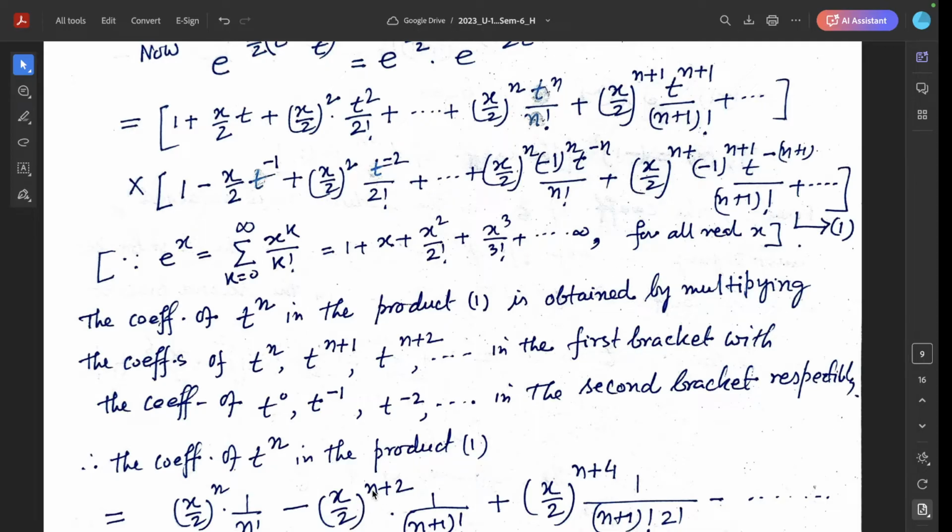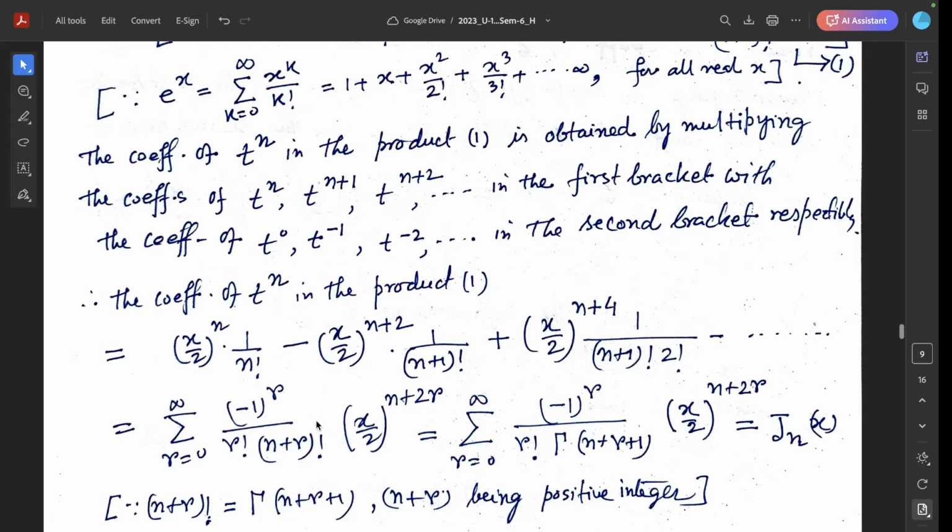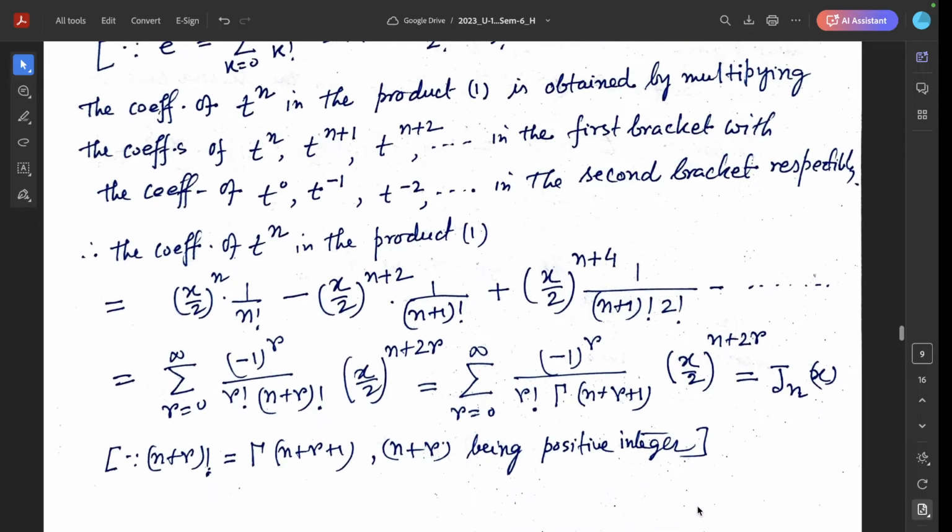So we get n+2 and t to the power n+2, and in a similar way from the second bracket, (x/2)^(n+2) times 1/((n+1)! 2!), with t to the power minus 2 from this bracket, (x/2) squared over 2!. In this way we get the summation r equal to 0 to infinity of (-1)^r over r! gamma(n+r+1) times (x/2)^(n+2r). This is the Bessel function J_n(x) of the first kind.